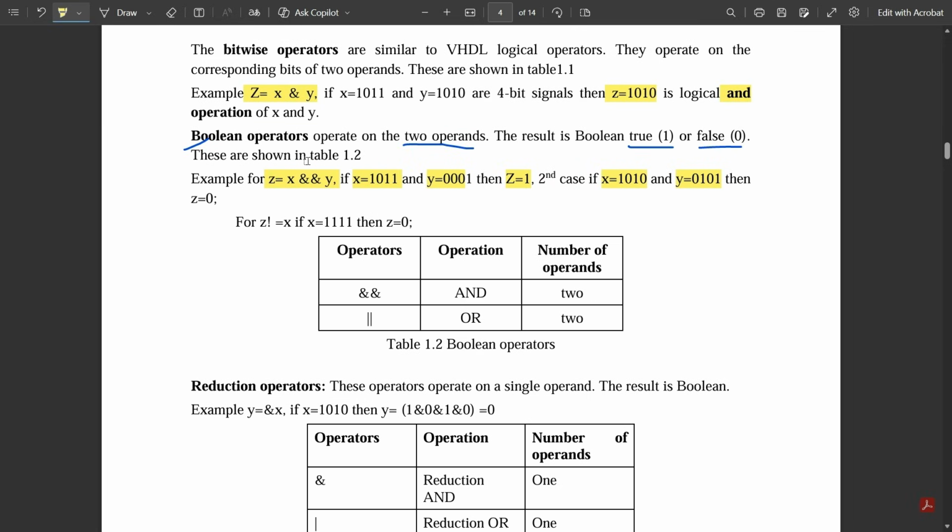For Boolean operators, the double ampersand is used for the AND operation, and the double line is used for representing the OR operation, which does the comparison between two bits here. Okay, this says that the condition is satisfied, or true, it is equal to 1 when these two are equal. In the second case, if the values of x and y are given like this, then z is equal to 0. Okay, so for each bit, one by one, the bitwise operation happens, and like this the comparison is done using Boolean operations. Okay, so this is Boolean.